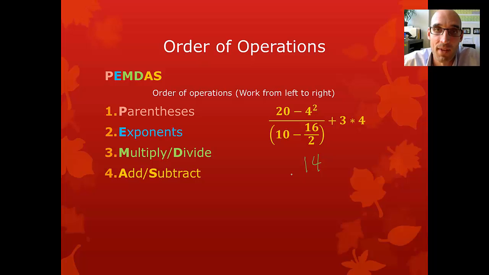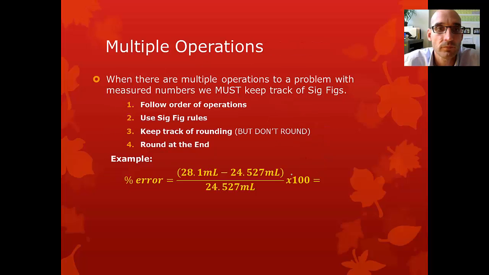It follows the PEMDAS method, right? Parentheses, exponent, multiply, divide, add, subtract. And you always work from left to right if there are multiple operations of the same kind. So if I have multiple exponents, I always do the left one first and then the right. Make sure you know that. If you don't, check Google and look up how to do it.